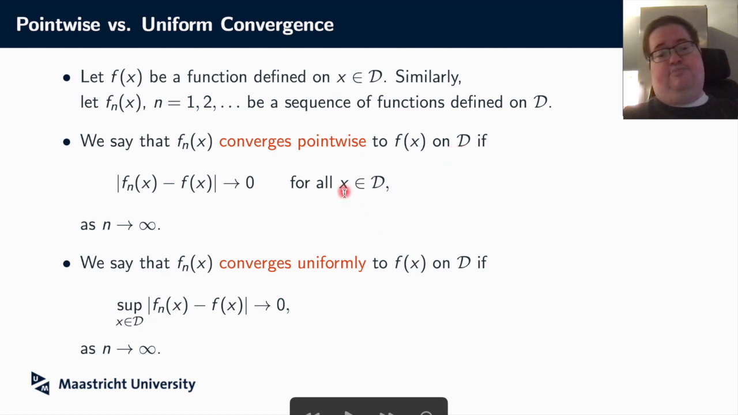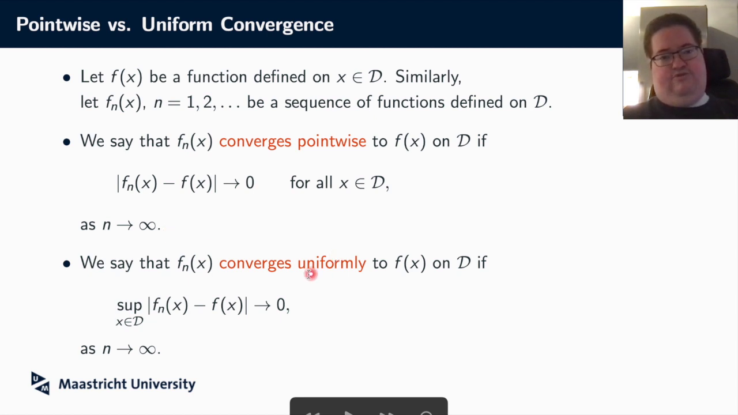for any fixed point x in D, the difference in absolute value between f_n(x) and f(x) converges to 0 when n goes to infinity. So this is the standard way we would tend to look at convergence of functions.